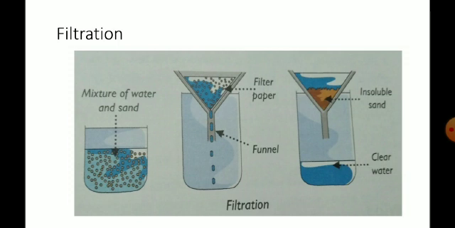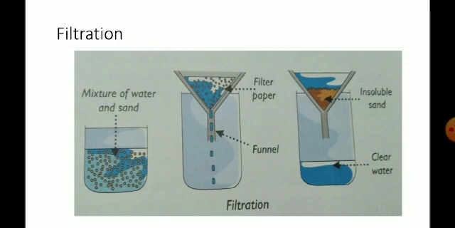From this picture we can understand: the first picture shows the mixture of water and sand, then we use the filter paper and a funnel to filter the water, and in the third picture we can see that we got only the clear water, and the insoluble sand and particles are on the filter paper. So in this way also we can clean the water. You can do all these kinds of experiments at home, and from the experiments you will understand more about all these methods.